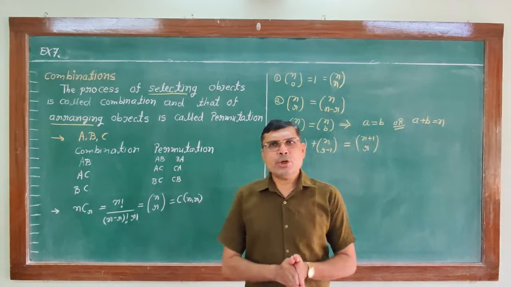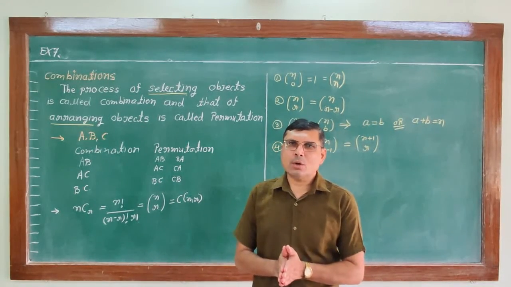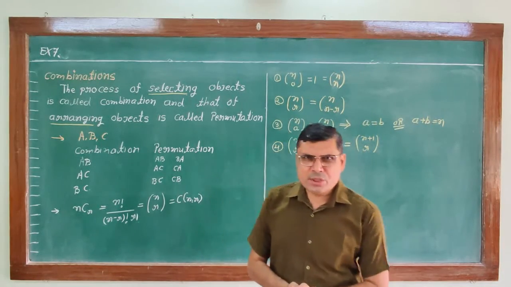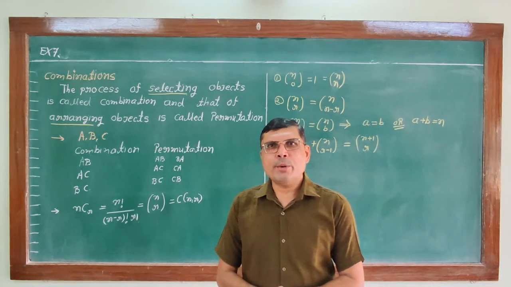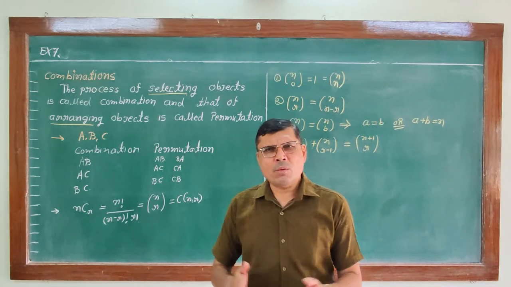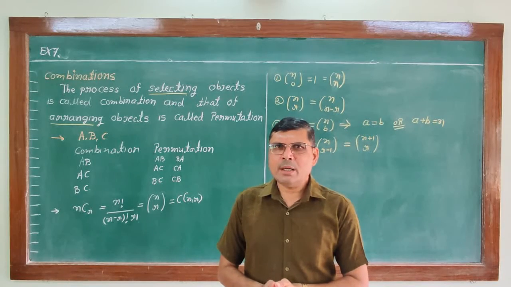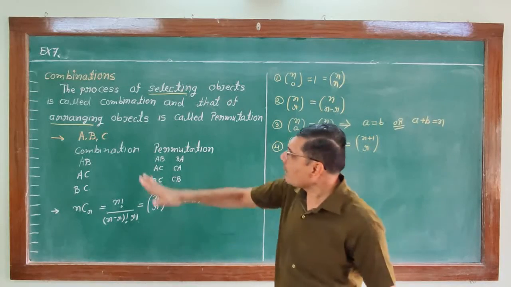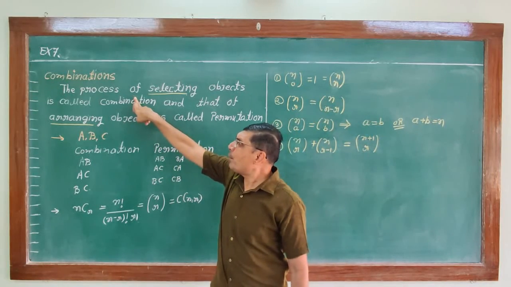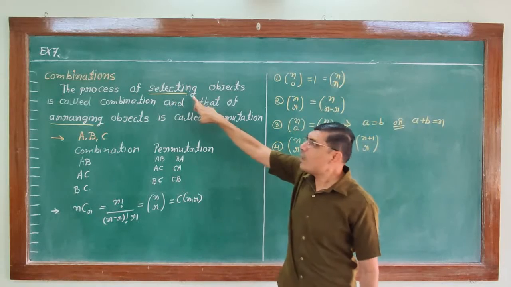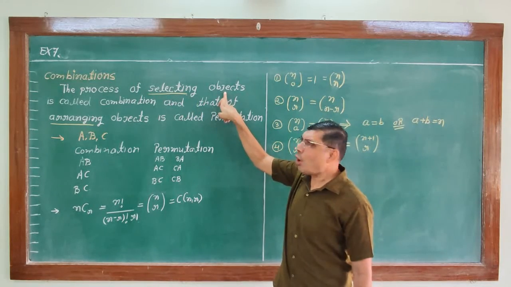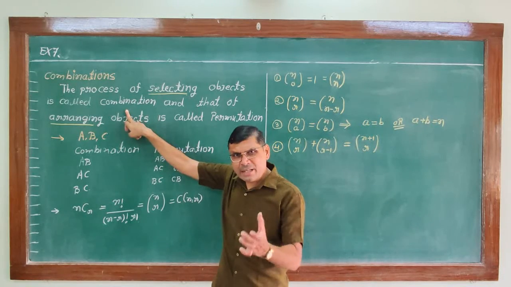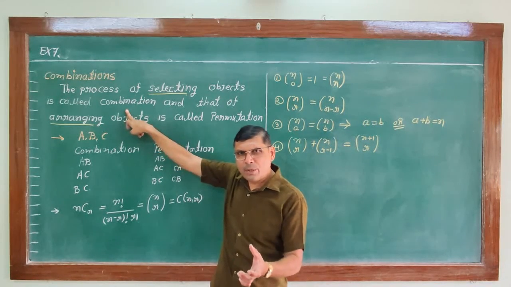Now, after permutation, let us talk about combination. Sometimes it is difficult to differentiate between the permutation and combination. But I will give you one logic and very easily you will be able to understand. First of all, let us see what is a combination. The process of selecting the objects is called a combination. When you are selecting something, that is known as a combination.